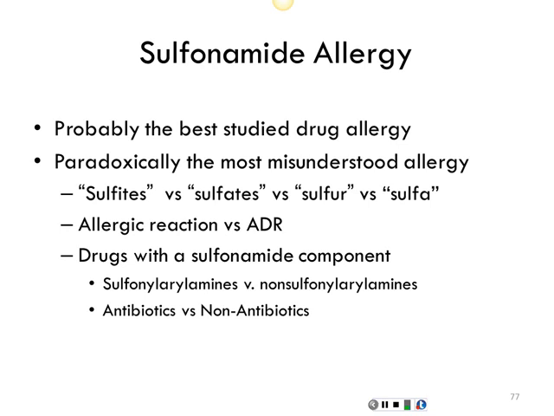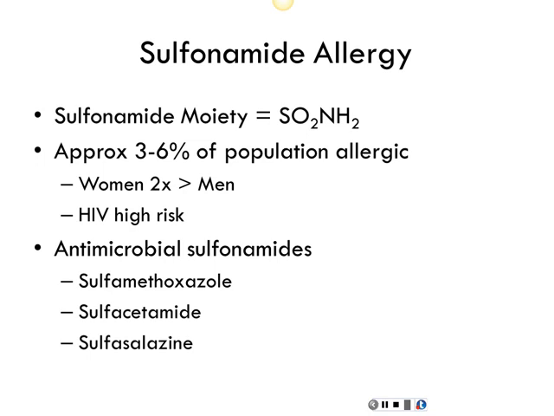So when we're differentiating between antibiotic and non-antibiotic sulfonamide reactions, antibiotics have a sulfa arylamine component that comes off their sulfonamide component, versus non-antibiotics, which don't have that arylamine component coming off that main sulfonamide structure. So that differentiates your antibiotic and non-antibiotic, and it's why we generally will not see cross-reactivity between an antibiotic allergy and a non-antibiotic allergy. It has more to do with the arylamine component. The sulfonamide moiety is this SO2 NH2 component that really makes up the primary component of the sulfonamides.